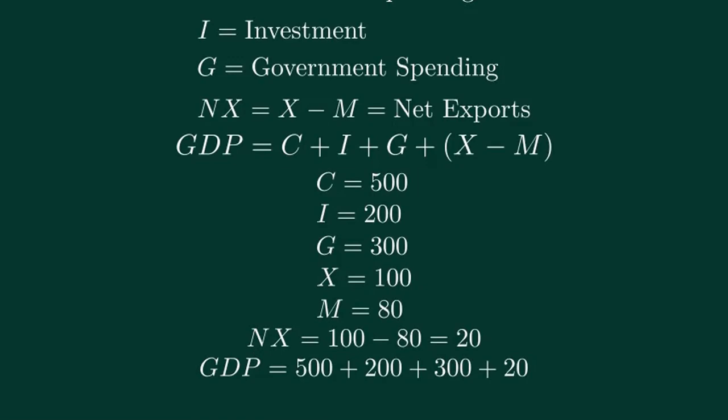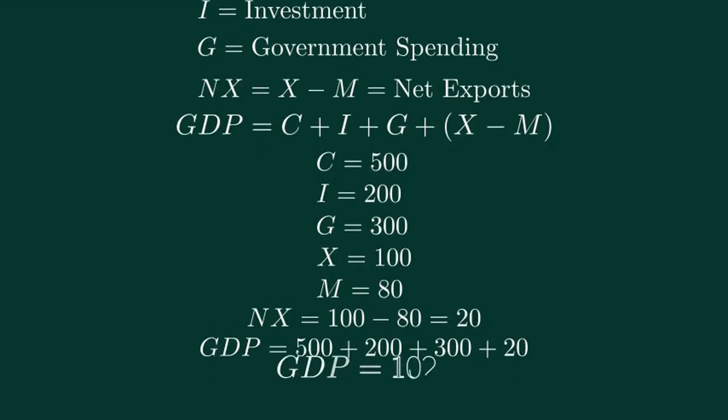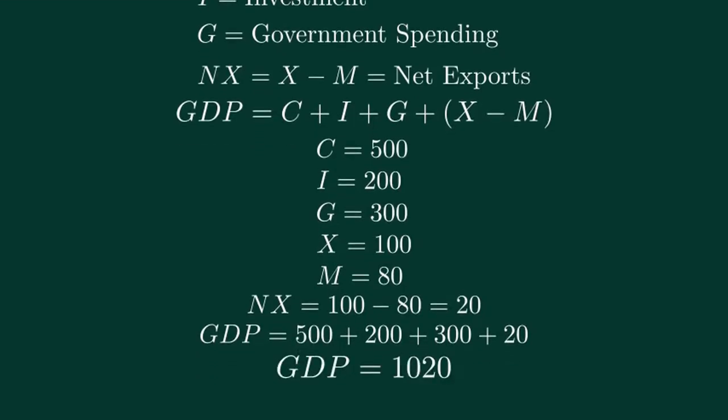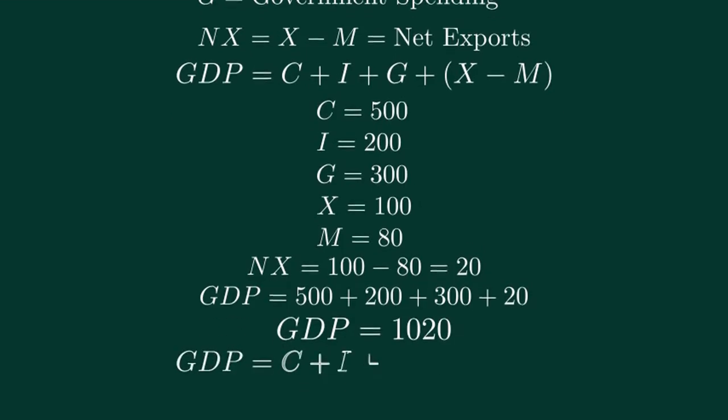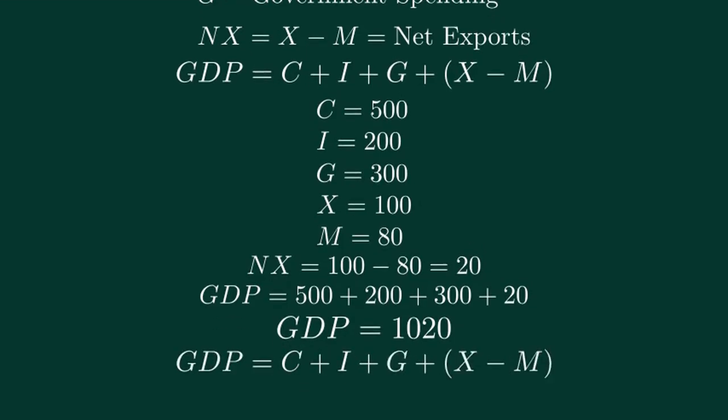Now substitute into the GDP formula. Now add everything up. 500 plus 200 plus 300 plus 20 equals 1020. So the GDP is 1020. Quick summary: GDP equals consumer spending plus investment plus government spending plus net exports.